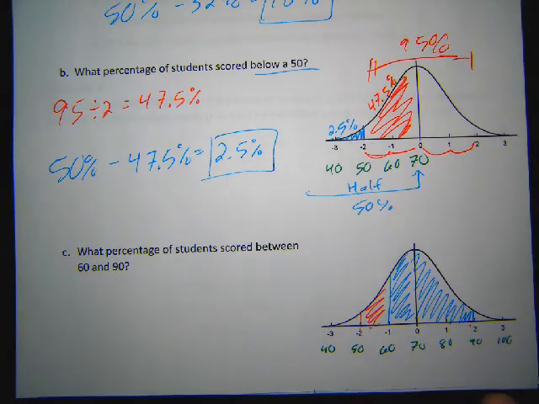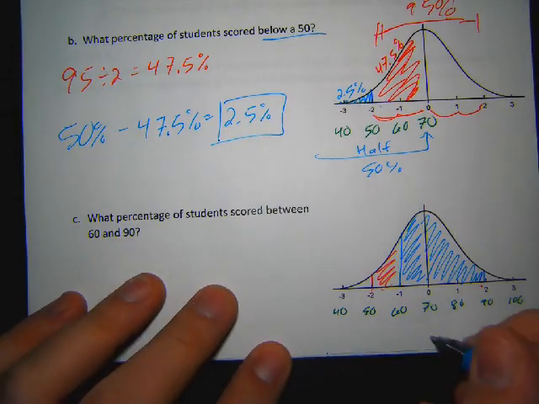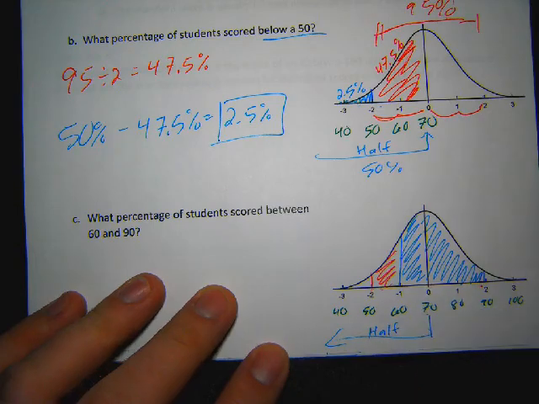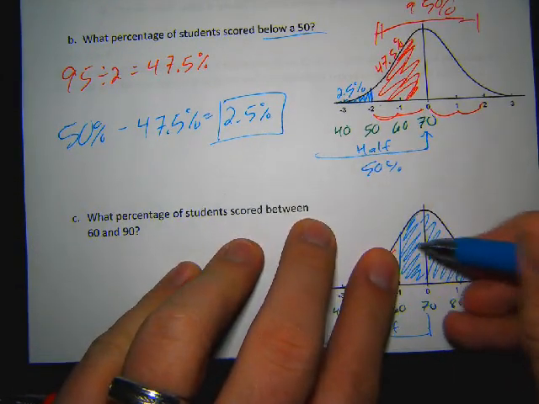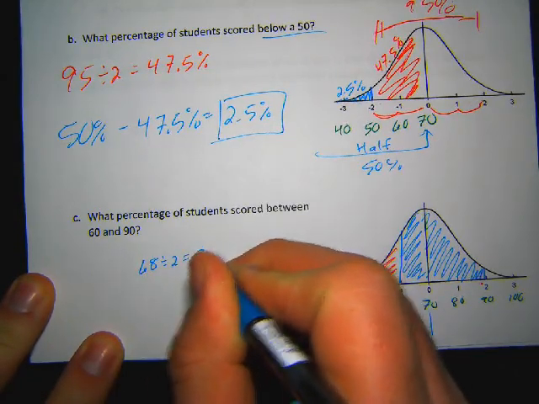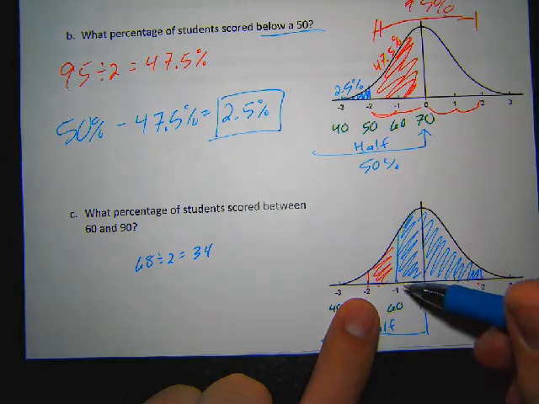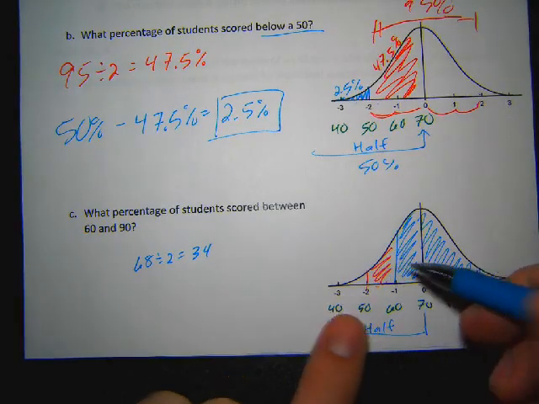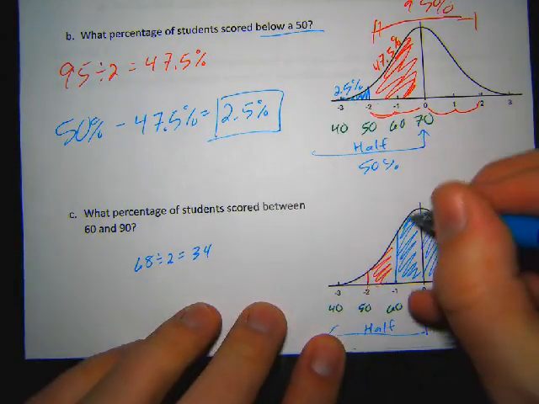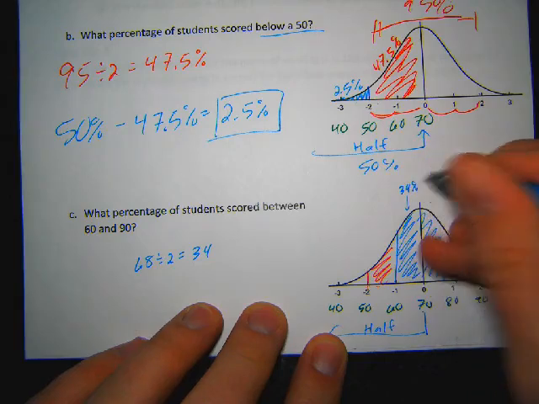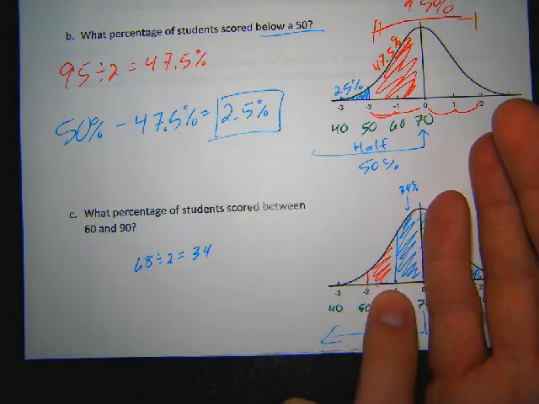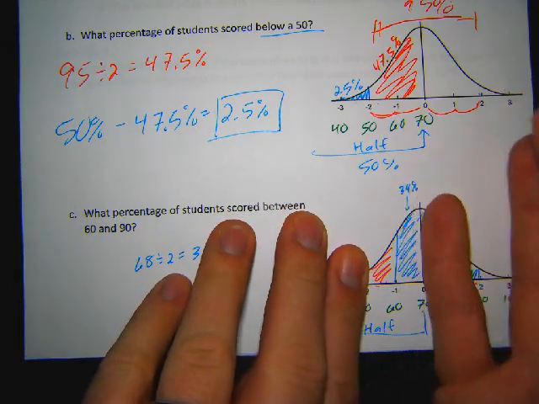So what I can do is I can take this side that is my half on this side. That's my half. And I think about how this piece is half of 68. So I'm going to do 68 divided by 2. And this piece would be 34. So this piece right here is just 34%. So if I could find this piece, I can take away that piece from this whole side. I take away 34, I'm left with this piece.